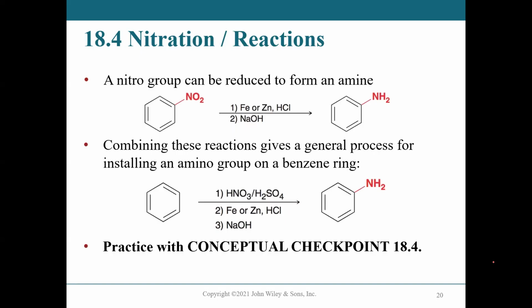So a nitro group can be reduced to form an amine. Once you have this nitro group right here, if you react with these conditions, you can form an amine. And why might you want to put an amine on there? You might need it for drug synthesis. And they talk about that on page 799. It says the discovery of prodrugs. They have to put an amine group on there instead of the nitro group. So that's a good reason to know how to do this reaction.